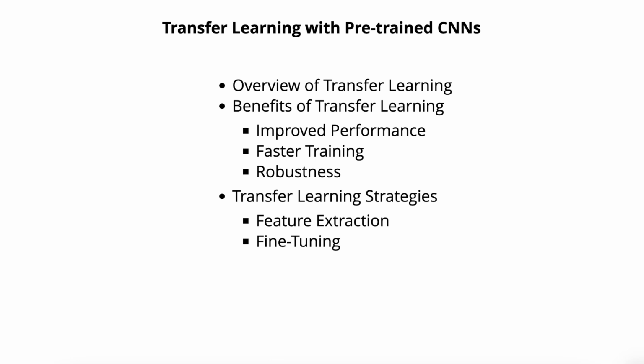The third part that we'll go over is the transfer learning strategies. There are two common strategies for transfer learning with pre-trained CNNs. First one is the feature extraction. In this approach, the pre-trained CNN model is used as a fixed feature extractor. The convolutional base of the pre-trained model is frozen and only the fully connected layers or a few additional layers are added and trained on the new dataset.